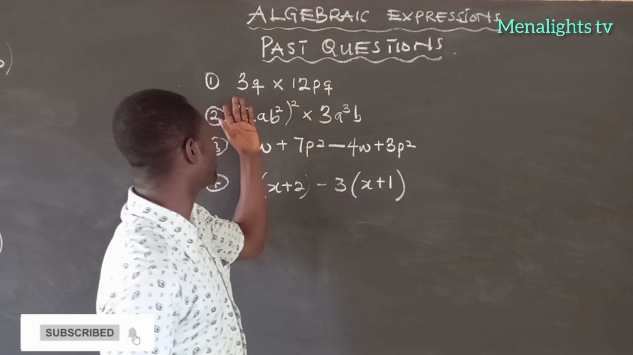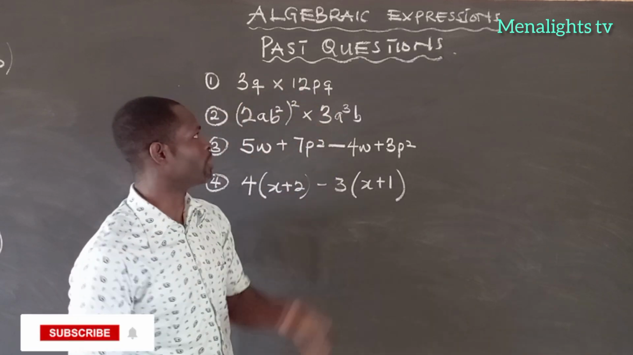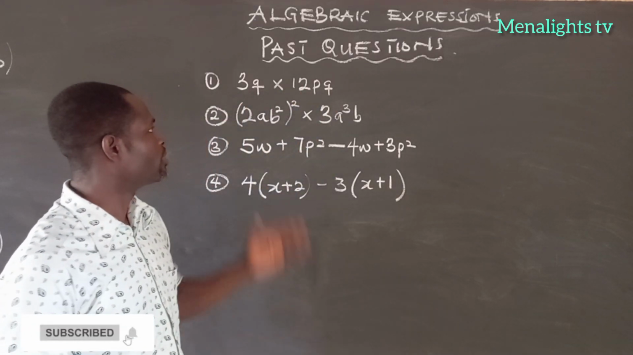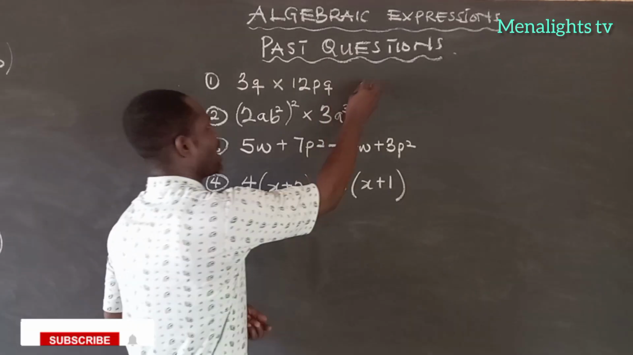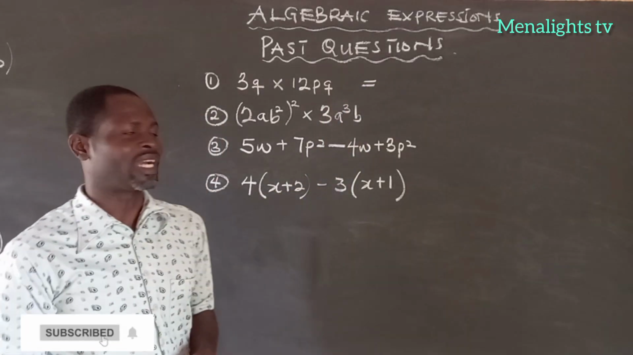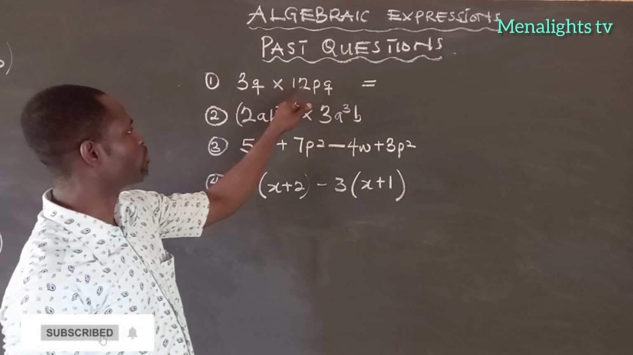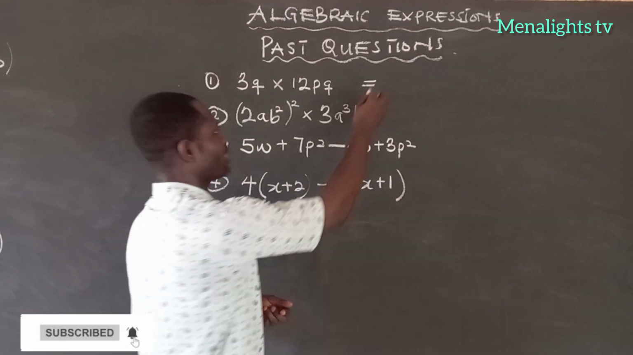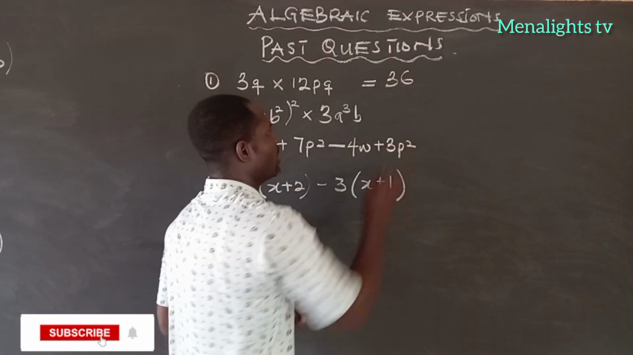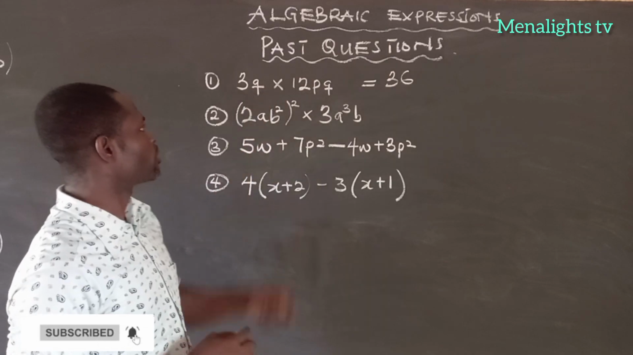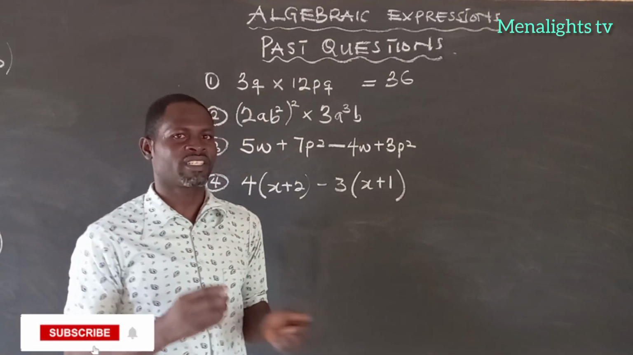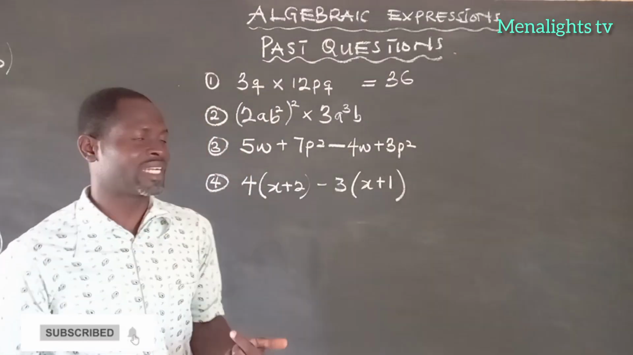So we have the first one, 3q times 12pq. And in this context, when we are asked to multiply, first we multiply the numbers first. So that will be 3 times 12 will give us 36. Then when we come to the variables, what to do is we add the exponent. When we are multiplying, we add the exponent.